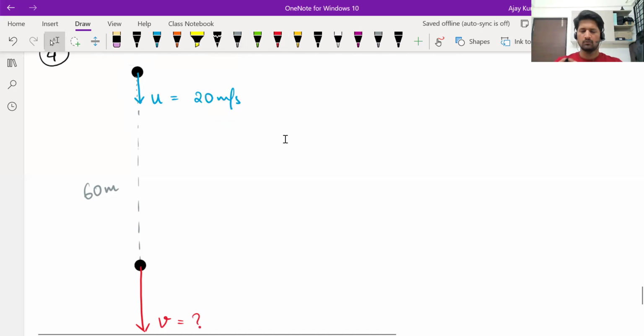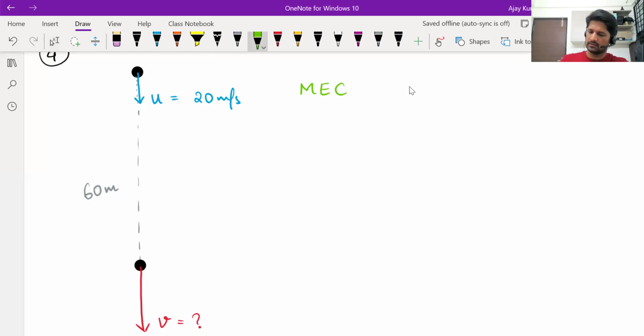One of you tell me, what makes the speed of the ball change? What makes the speed of the ball change? Sir, gravity. Gravity. Conservative, non-conservative? Conservative. Therefore, you can apply mechanical energy conservation to solve this problem. So do this all of you. Initial potential energy plus kinetic energy is final potential energy plus kinetic energy.